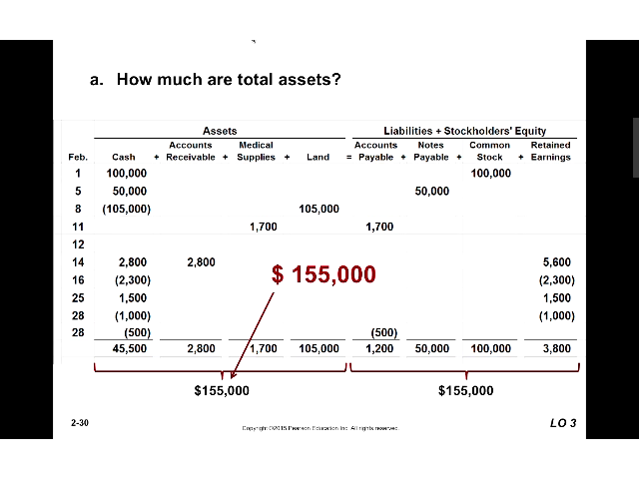Total assets are going to be 155,000. That's the total of those 4 asset accounts across. That's where I add the 45,500 plus 2,800 plus 1,700 plus 105,000. That gives me 155,000.